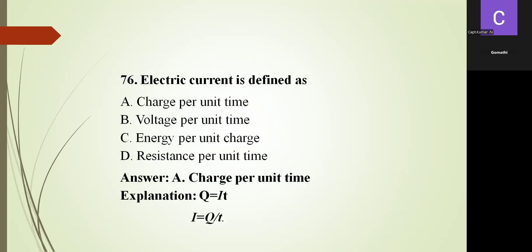The electric current is defined as follows. The charge Q is equal to the product of current and time. From this equation, we can derive the current I is equal to Q by T, where Q represents the charge and T represents the time. So electric current is defined as the rate of flow of charge per unit time, Q by T.